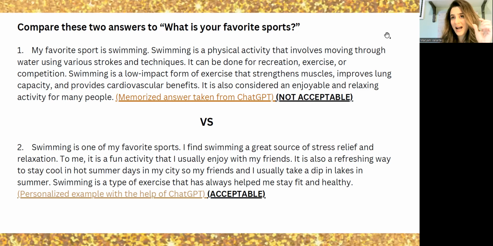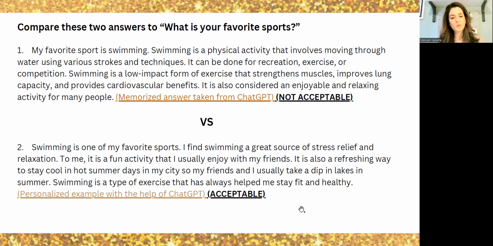So that is how easily the examiners can detect if whatever you're saying is a memorized response, a pre-planned response, or you are just simply expressing your personal experience.